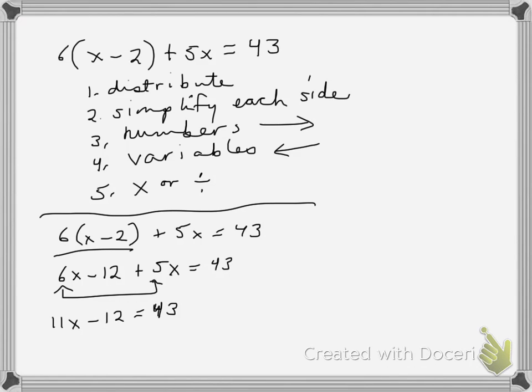At this point, you should be on very familiar ground. Take my 12 to the right, my number to the right, by adding. 11x equals 55, and finally my last division, x equals 5. Again, to plug it in, I'll just do that orally with you. 5 minus 2 is 3. 6 times 3 is 18. 5 times 5 is 25, and that equals 43. So we're good.